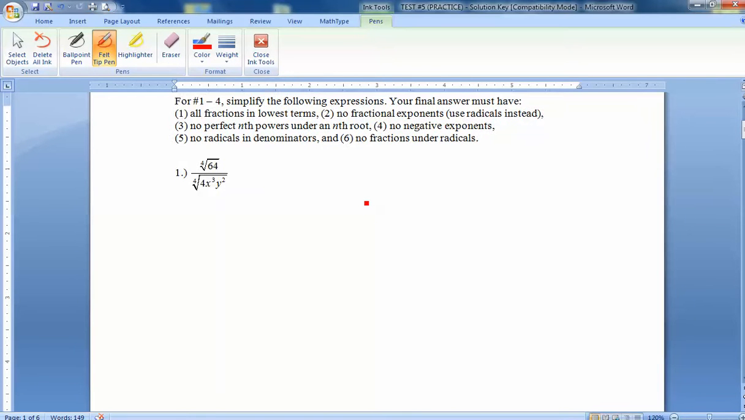So, if we start with number 1 here, we're asked to simplify the expression, and we have all these conditions we must follow. We'll worry about those conditions in a little bit. But one thing we know for sure is that we don't like radicals in the bottom. And also we see an opportunity to simplify the 64 and the 4. So what you want to do is take the 4 through the whole thing, which you're allowed to do. If you have two separate radicals, you can make it as one big radical.